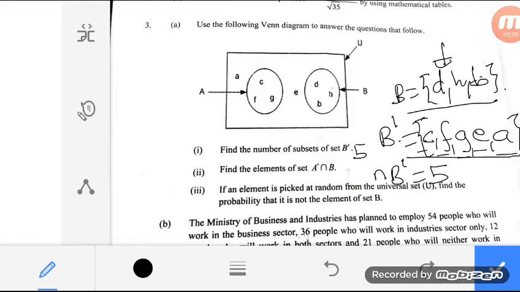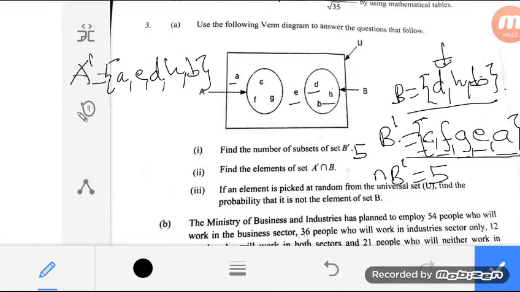What about finding the elements of set A complement intersection B? First of all, you have to know A complement. A complement are those elements which are not in set A. Looking at set A, we have C, F, and G. So those elements which are not in set A are A, E, D, H, and B. These are the elements of A complement.